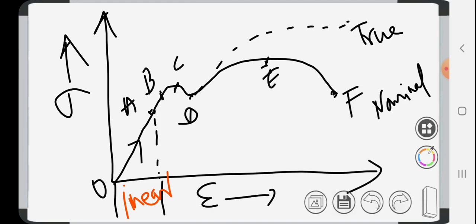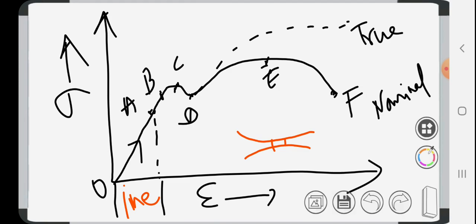Beyond point E, the bar begins to form a neck. Next, what is neck formation? Neck formation takes place after E. Neck formation means, if this was our specimen, after E it will form some necks, that is a decrease in the cross section.